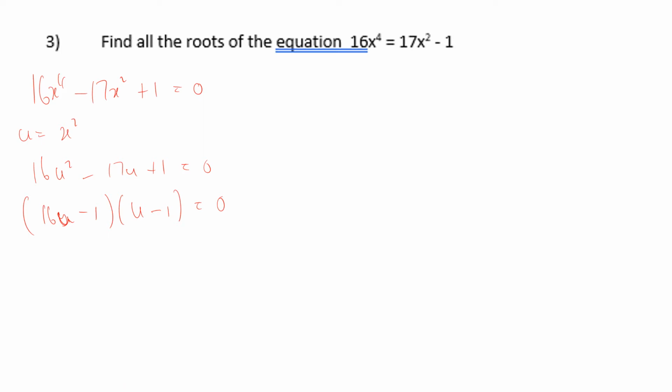So you've got therefore that u equals 1 over 16 for the first bracket, or u equals 1. So that means that x squared equals 1 over 16, or x squared equals 1. So x therefore equals plus or minus 1/4, or x equals plus or minus 1. A lot of you missed out the plus or minus bit. You need 4 solutions. If you've got x to the power 4, you need 4 solutions, and there you've got 4: plus or minus 1/4, plus or minus 1.